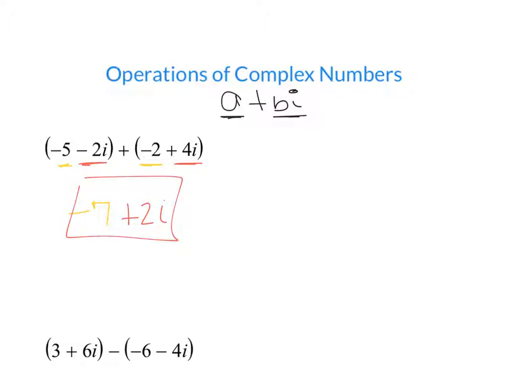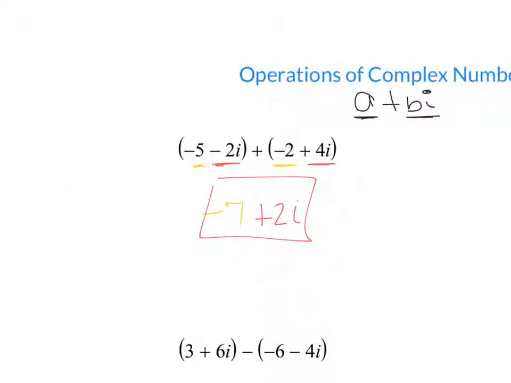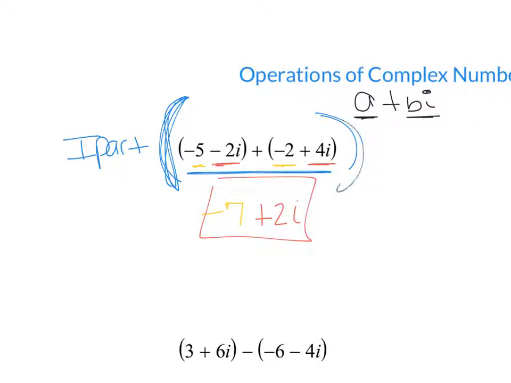Now you can type this into i part. What you would have to do is be careful with the parentheses. So you'd have to put this whole entire thing into parentheses and type i part. So you'd first do math num i part, and then the parentheses that come with the i part, then put this whole thing inside and then close it. So you'd have 1, 2, 3, 4, 5, 6 parentheses.